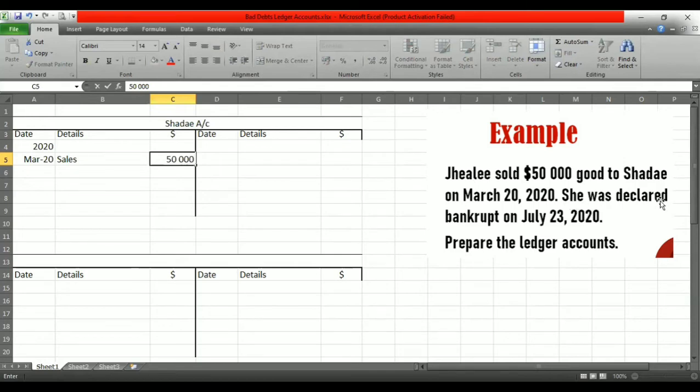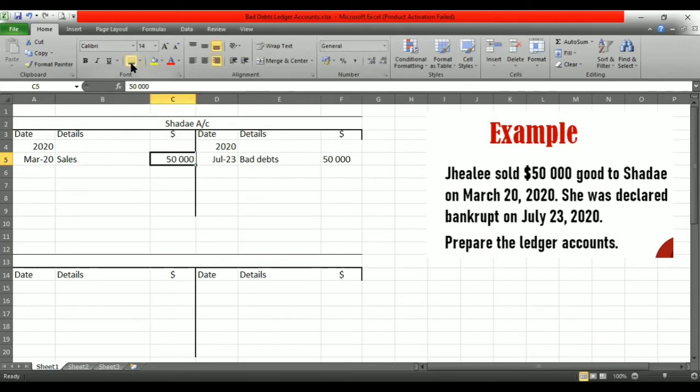The other aspect of the example, she was declared bankrupt. And when was this? July 23rd, 2020. We're showing the writing off of the bad debt. And in write off the bad debt, we need to relieve the debtor of the amount that is owing. So therefore, we are going to credit. This took place on July 23rd, and our details, which is the other item affected, is bad debts. And the value that we're writing off, that's the value that she's owing, and that is $50,000.